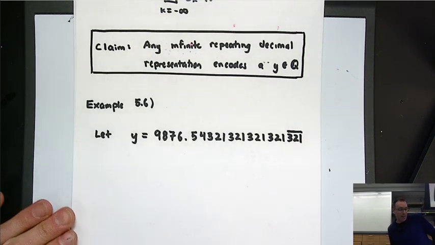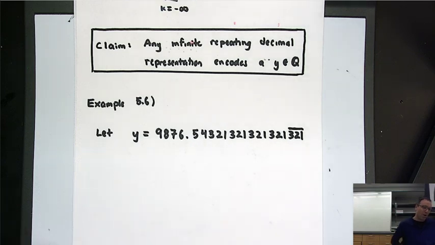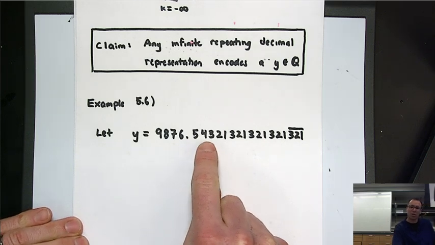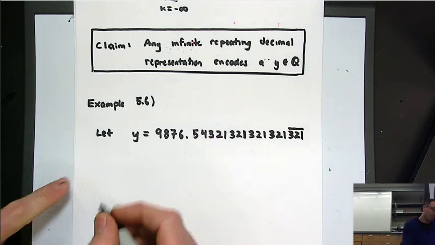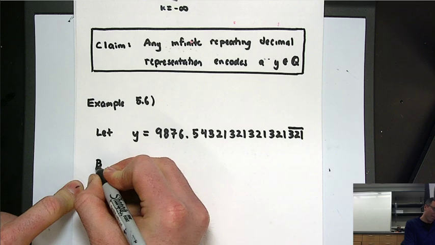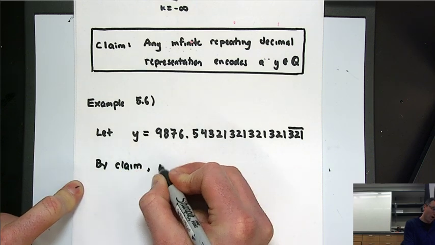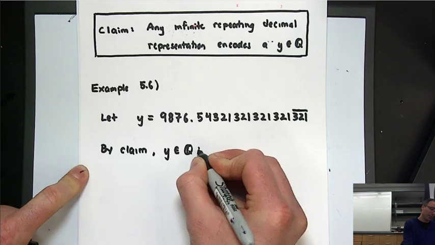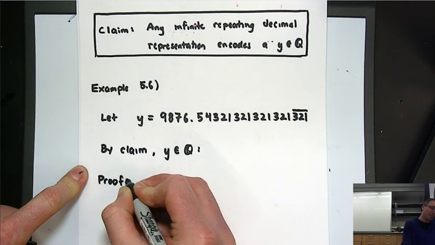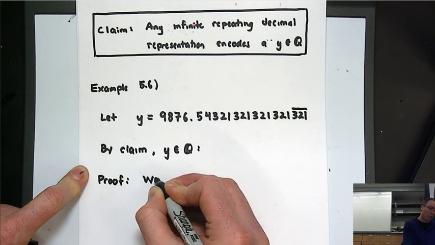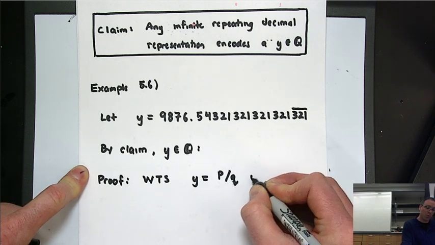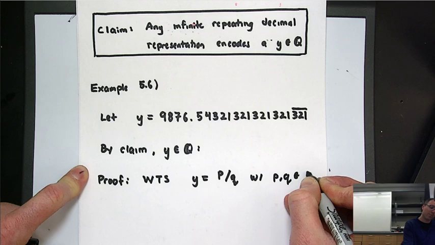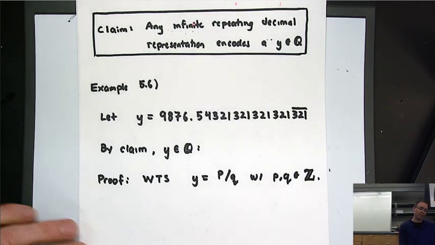Okay, so what would you need to do to get this decimal point right there in between the 4 and the 3? So, by claim, y is in Q. In order to prove this, we want to show that y can be written as P divided by Q with P and Q in Z.